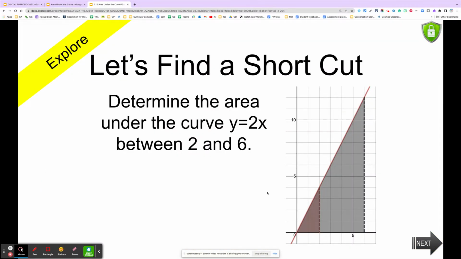All right, so now what we're going to do is show you sort of another way of thinking about this. And in some ways, what I'm going to show you today isn't really new at all, but it's a more efficient way of thinking about it. So let's see what you think. So the task here is to find the area under the curve of this gray area here from 2 to 6. And we know that the equation is 2x.